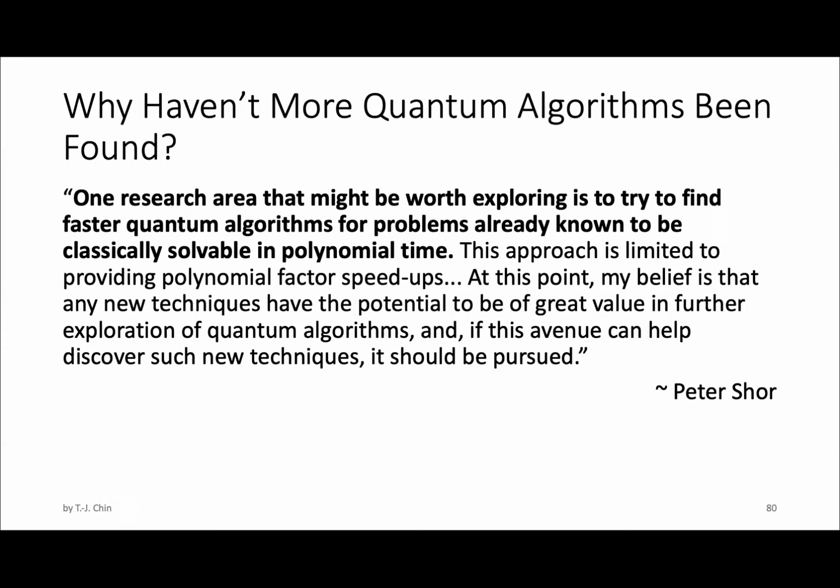But in the last paragraph, he says one research area that might be worth exploring is to try to find faster quantum algorithms for problems that are already known to be classically solvable in polynomial time. I think it was Michael who mentioned the big factor at the front. So this is Peter Shor saying, maybe we should look at that factor instead of always trying to justify quantum by finding a super polynomial speedup. I think that's the approach we need to take in computer vision as well, with GPU solutions being so successful. It's hard to beat, and we need to be more realistic with what we can achieve and what we can convince the community with.